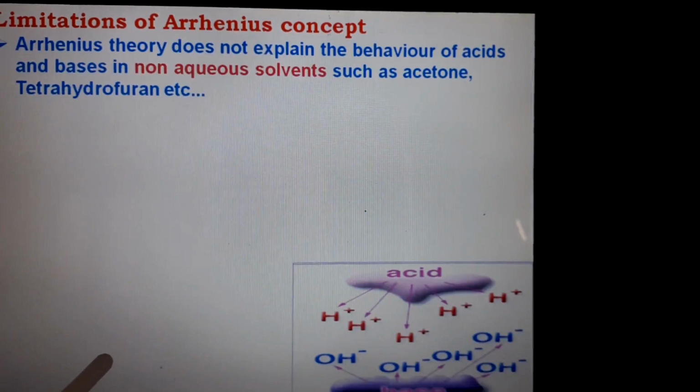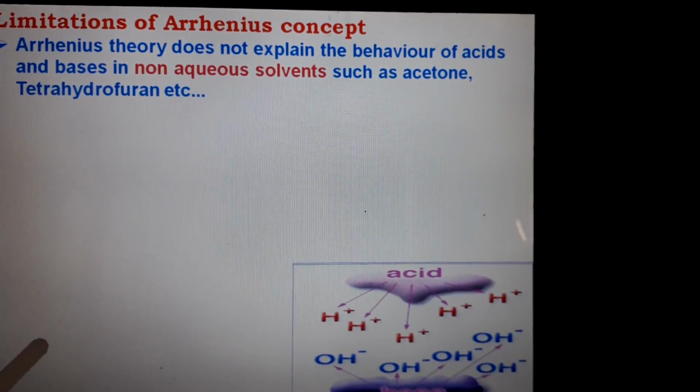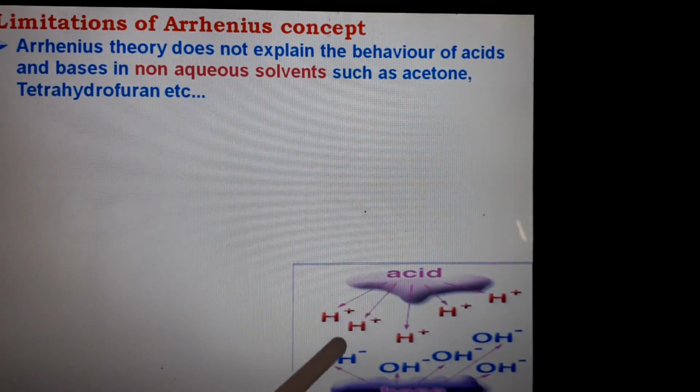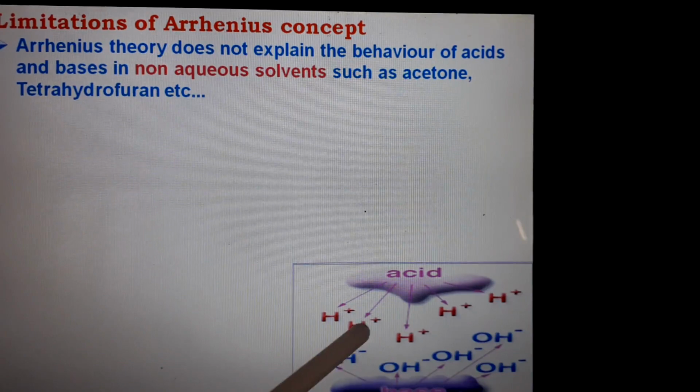Limitations of the concept. What are the limitations? Arrhenius theory does not explain the behavior of acid and bases in non-aqueous solvents such as acetone, tetrahydrofuran, etc. These are organic solvents, he cannot explain about the behavior of acid and bases. See the diagram. What is acid? Acid gives the H plus ion, base gives the OH minus ion.